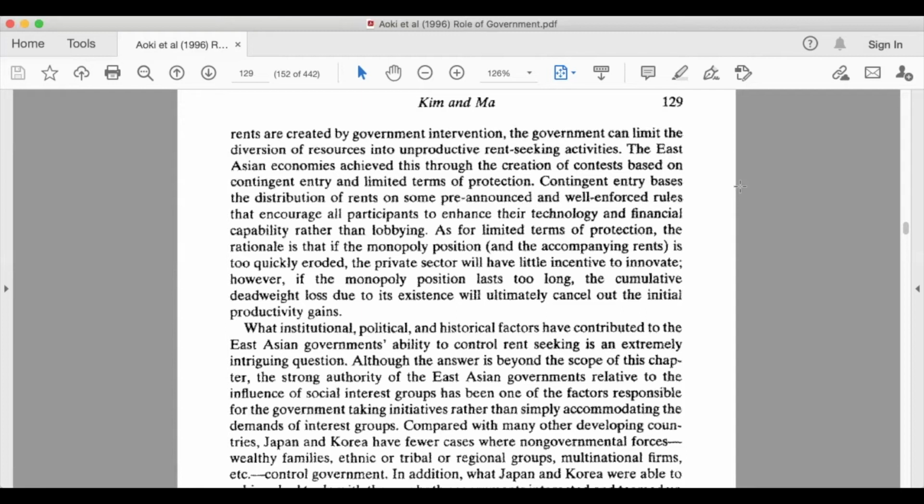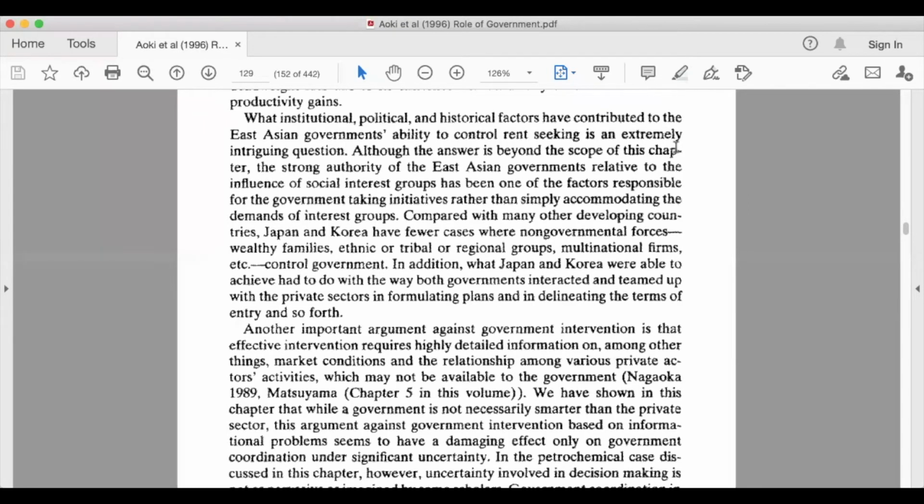As for limited terms of protection, the rationale is that if the monopoly position and the accompanying rents is too quickly eroded, the private sector will have little incentive to innovate. However, if the monopoly position lasts too long, the cumulative deadweight loss due to its existence will ultimately cancel out the initial productivity gains. So how do the East Asian economies manage to figure out this right formula?